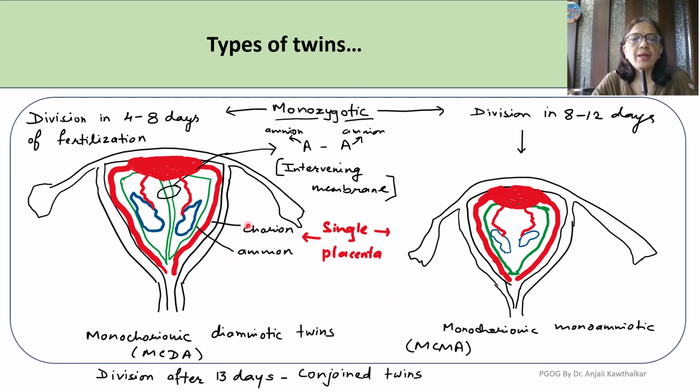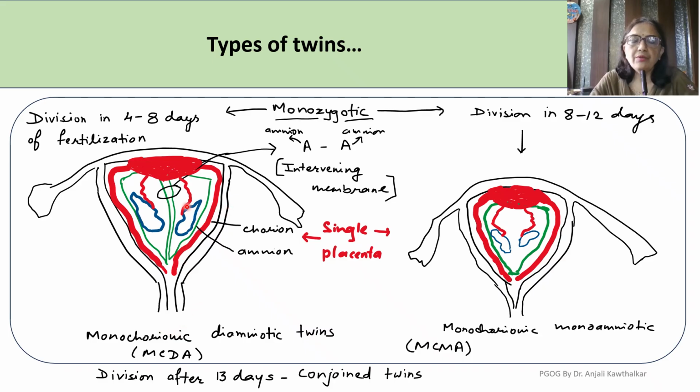Here there is a single placenta. So if we see the intervening membrane, it will show only the presence of two amniotic layers. Whereas in diamniotic dichorionic, there are two amniotic layers with the chorionic layer in between, which was seen in the previous slide. So if the intervening membrane is examined, we can differentiate whether it is a dichorionic diamniotic pregnancy or a monochorionic diamniotic pregnancy.